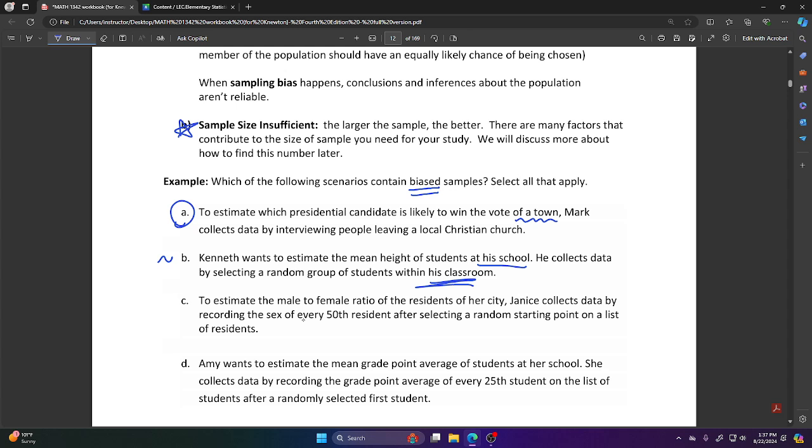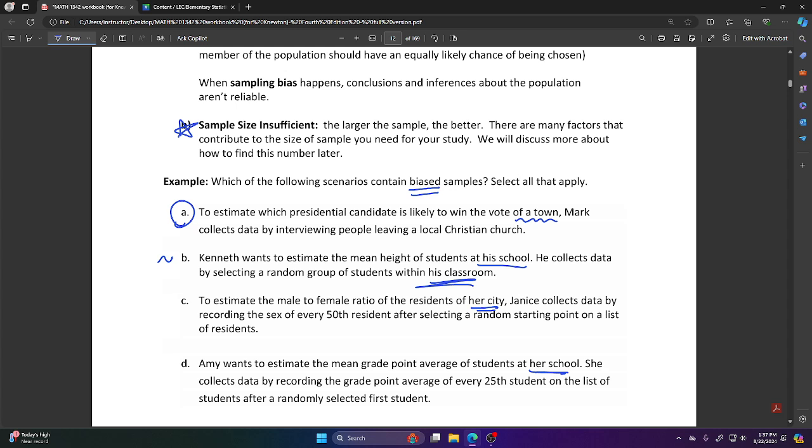Okay, so estimate the male and female ratio in a city. Again, these are kind of important words. They collect data by recording every 50th person on the list. Every 50th person. Is this bias? No, it doesn't seem biased. Basically, you're going down the phone book, right? 1, 2, 3, 4, 5, 6, 7, 8, 9, 10. Check that person. It seems fine. So is that bias? No, so I'm not going to circle it. Okay. Amy wants to estimate the mean grade point average of students in her school. So she collects data by recording every 25th person on the list. Is that bias? I don't think so. Again, same thing, right? So I think this is good. So it's not biased, so I'm not going to circle it.